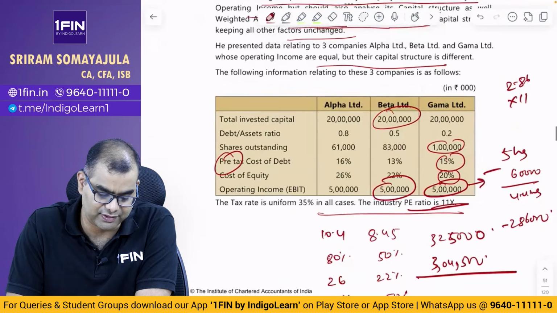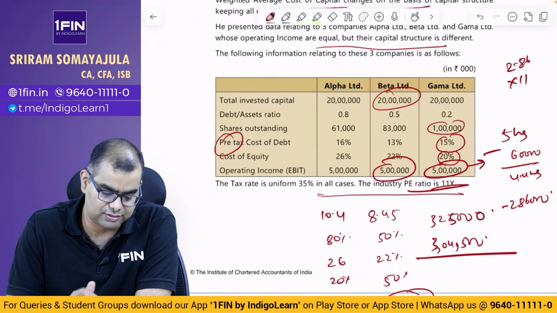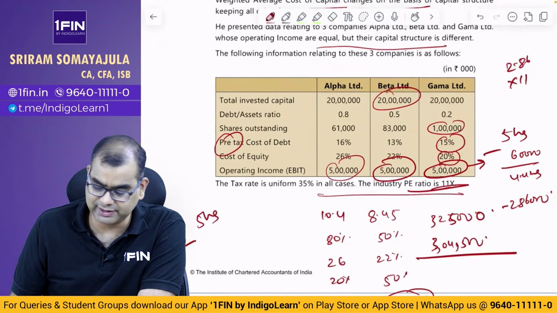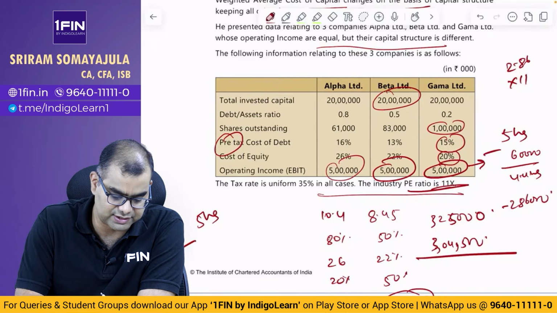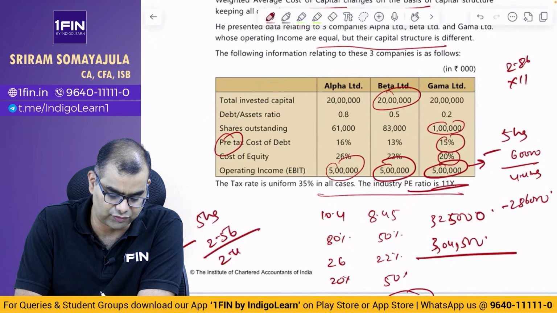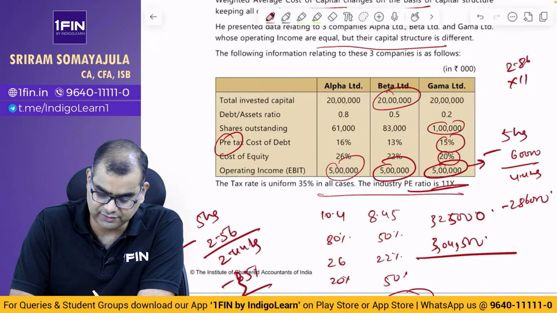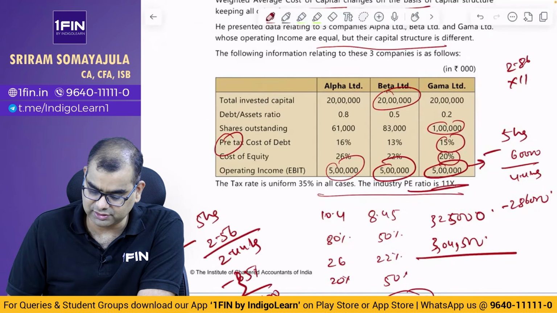Now, for the market cap of Alpha, you again have to find out the PAT and multiply it with the PE ratio. What is the PAT here? You have 5 lakhs. 5 lakhs minus interest on debt. Debt is 16 lakhs. 16 lakhs into 16% is 2.56 lakhs. So you subtract that, you get 2.44 lakhs. From that, minus 35% tax, you get 1,58,600. This is the PAT. You multiply it with 11 times, and you get 17,44,600.